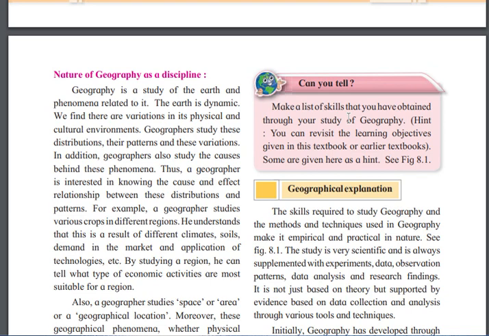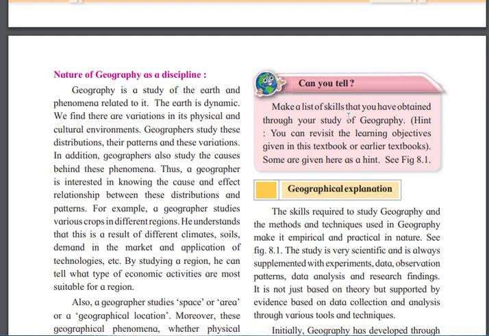We are studying about the earth and whatever happenings are taking place inside the earth. The earth is dynamic, earth is changing every time. We find variation in its physical and cultural environment, and how we can find this variation and changes in the earth with the culture and environment. Geographers study this distribution and their patterns and this variation. So geographers are trying to understand these changes. They are studying these changes.